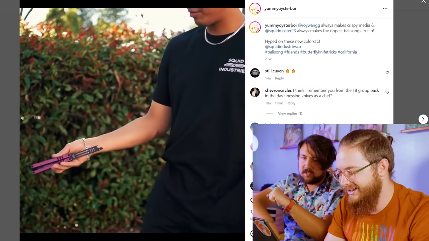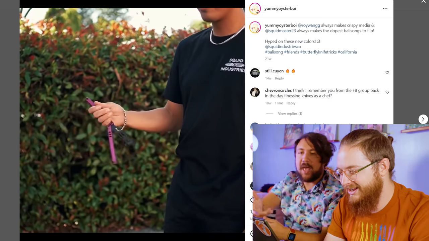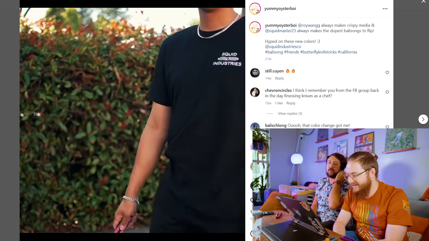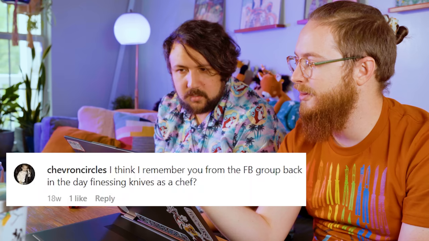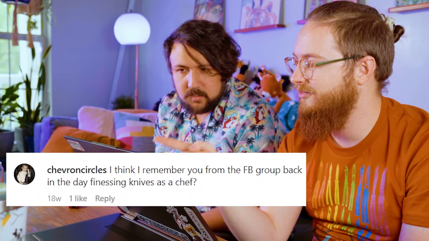It's like he's taking his other hand and propelling it into other tricks and stuff like that. Oh my God. So cool. This makes so much sense. I totally forgot. Someone said, I think I remember you from the Facebook group back in the day finessing knives as a chef. Yeah, because Andre was a hibachi chef. Oh my God, I totally forgot. I mean, that makes a lot of sense, let's be fair.